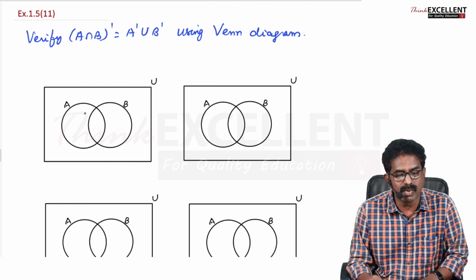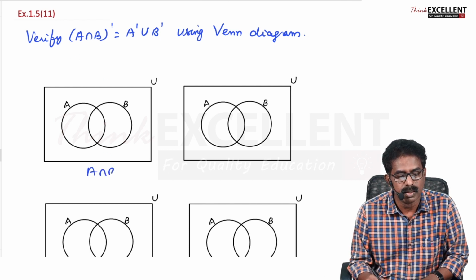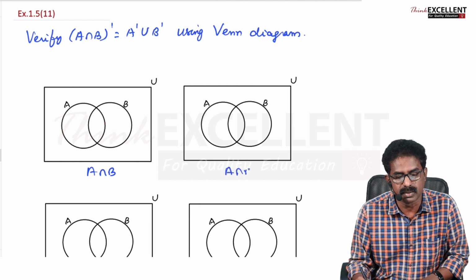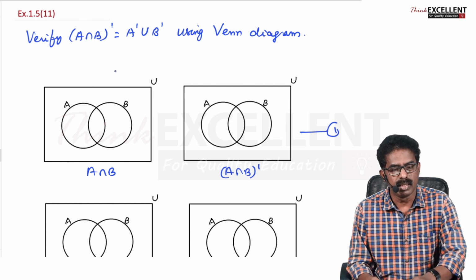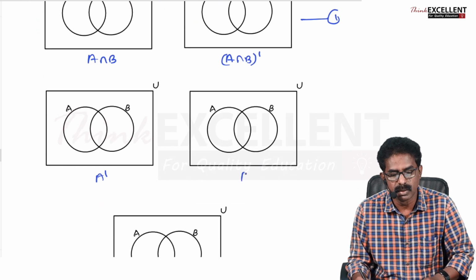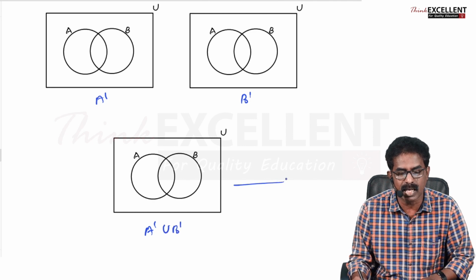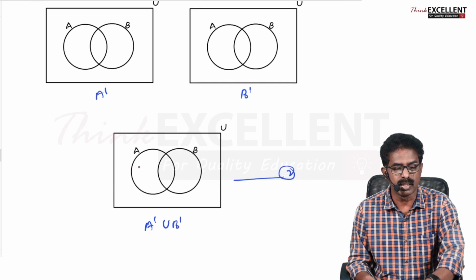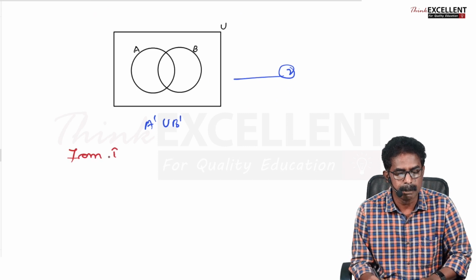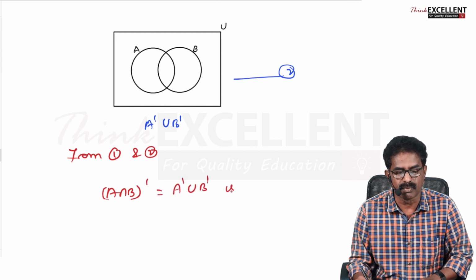Here only 2 sets. So Venn diagrams will be like this. In the first one, you shade A intersection B. Second one, (A intersection B) the whole dash. That is the answer for LHS. The method is everything same like the previous one. Next you need A dash. Then you need B dash. Then you need the union of those 2, A dash union B dash. That is the answer for RHS. Now finally you say from 1 and 2, (A intersection B) the whole dash equal to A dash union B dash is verified.